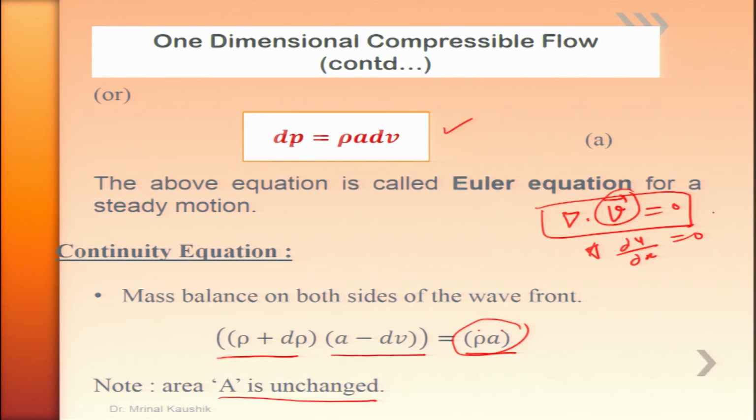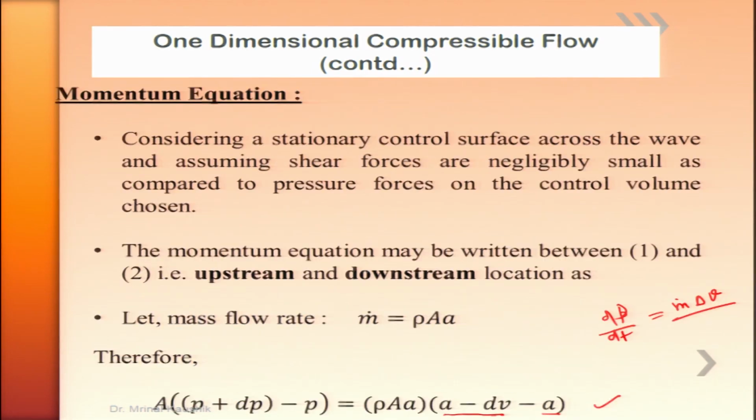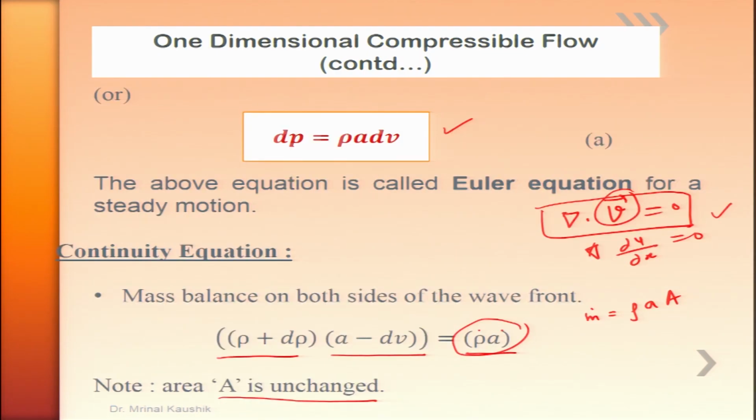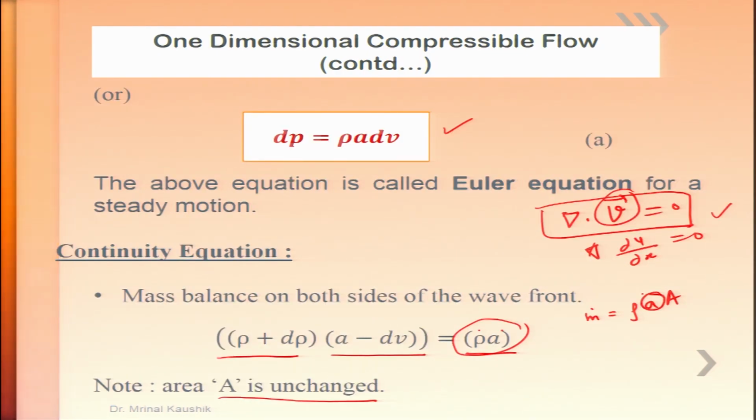Apart from this, we can also note that what we have written here is rho A V, where V is nothing but the approaching fluid velocity, which is a.